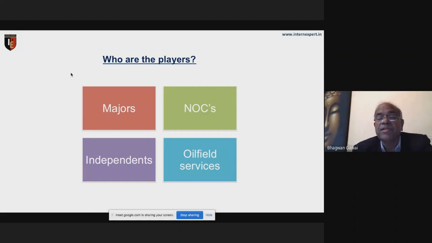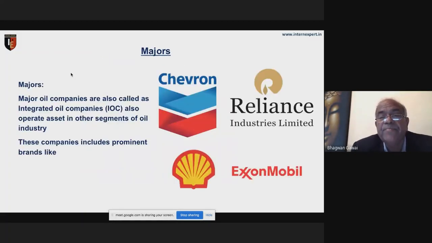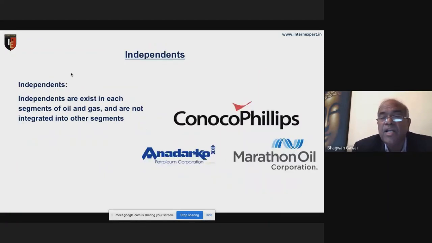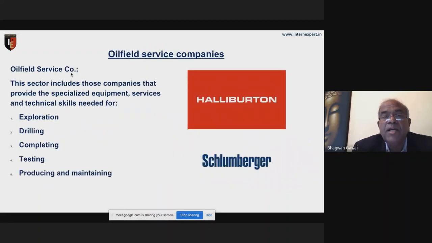They are the major contractors for the production as well as for the services and the supplies. So this is the major area. These are the majors like Chevron, Reliance, ExxonMobil, NOCs like Saudi Aramco, ONGC and all, independents like ConocoPhillips, Marathon Oil, oil field services like Halliburton, Schlumberger, and all these companies. So these are the companies, what they do? They do the exploration, drilling, testing, producing, and maintaining. So these are the players that play a major role.